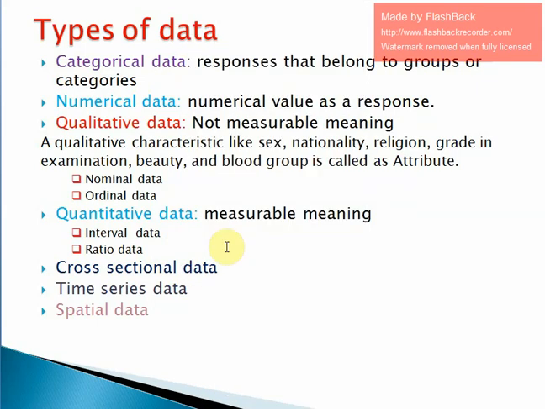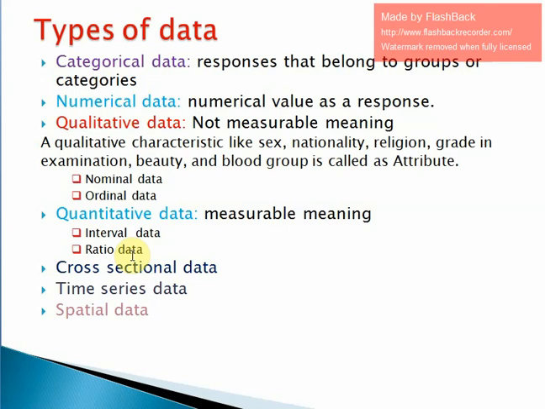In ratio data, all the characteristics which we can measure have all the operators. That means we can apply all the mathematical operators to ratio data. We can add this data, subtract it, divide it and multiply it. So all the mathematical operations can be performed on a particular characteristic. Then this is nothing but ratio data.